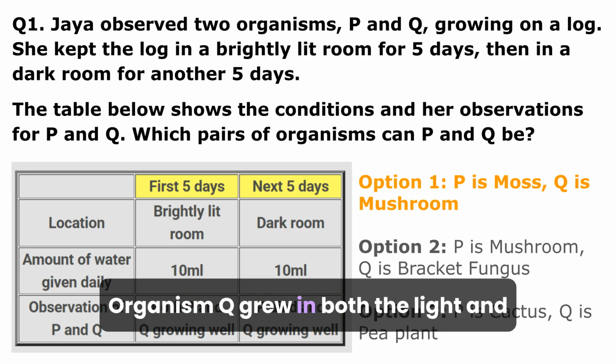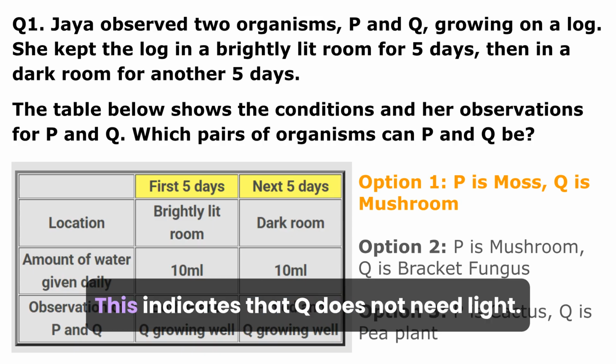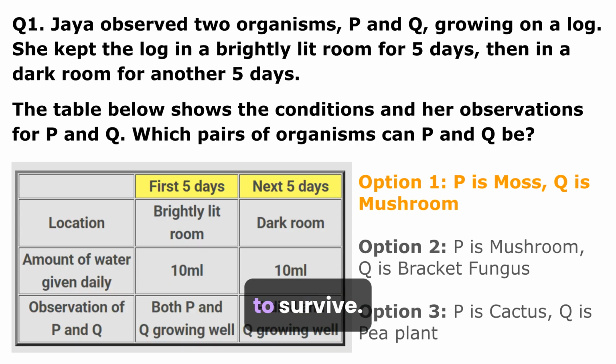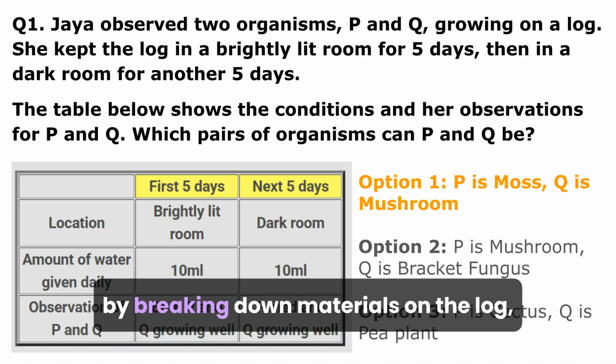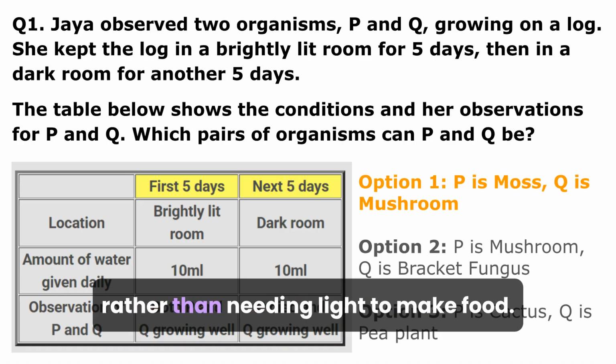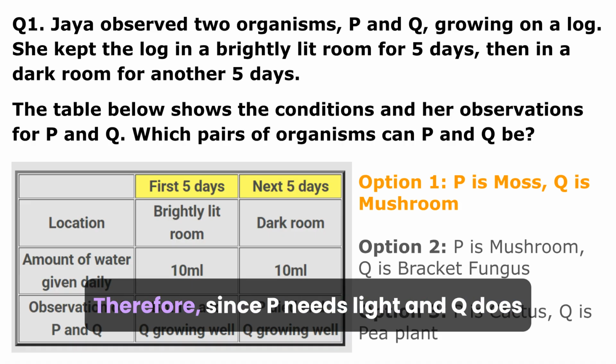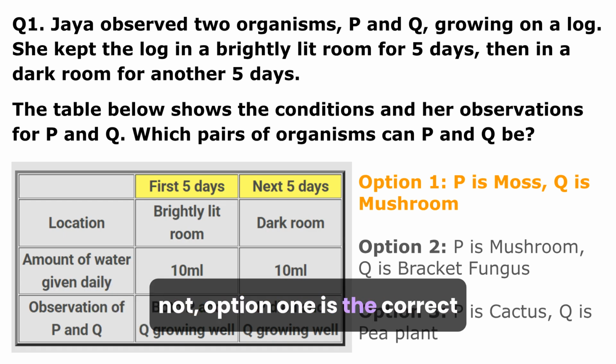Organism Q grew in both the light and the dark. This indicates that Q does not need light to survive. Fungi, such as mushrooms, get their food by breaking down materials on the log, rather than needing light to make food. Therefore, since P needs light and Q does not, option 1 is the correct answer.